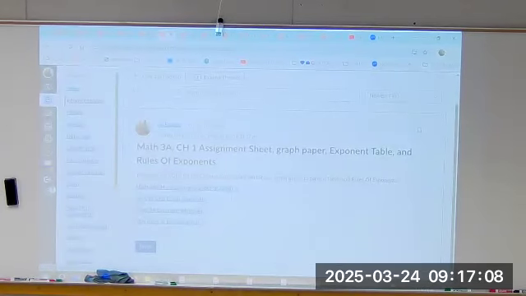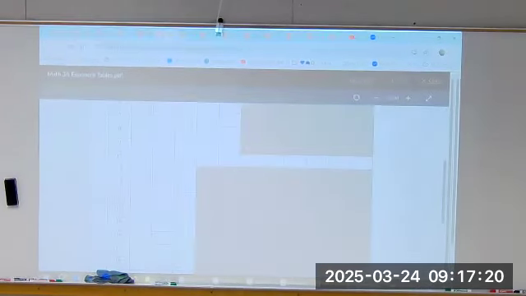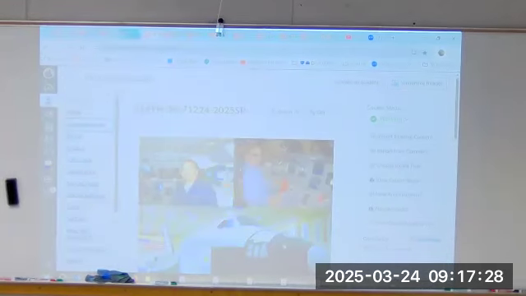Sign sheet chapter 1, 18 by 18 graph paper, exponent tables, 10 rules of exponents, exponent tables. So you do have access to this, print out your own. The more you know these powers by heart, the nicer your life is going to be.